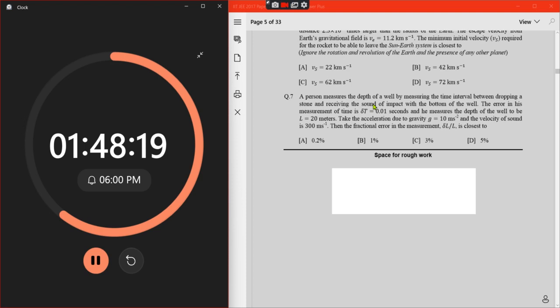Just 3 upon 16. So what do you want? Delta L upon L, right? And then this is 20, so divide by that. And you want it in percentage, so this times 5. What is this thing? Okay, just 15 upon 16 percentage, which is point something. So definitely not this. Okay, closest to B, I think. Seventh answer B.